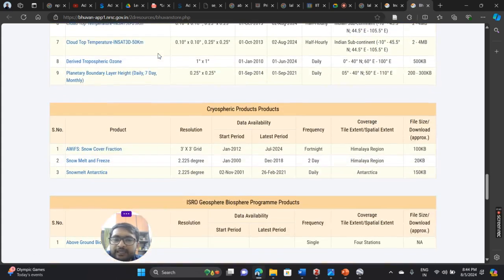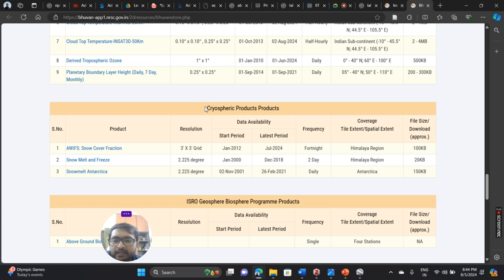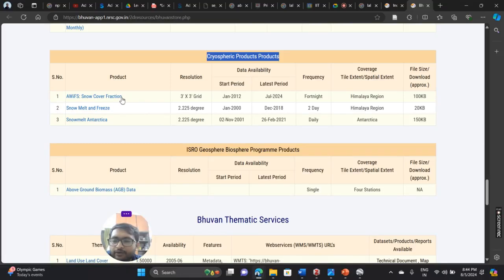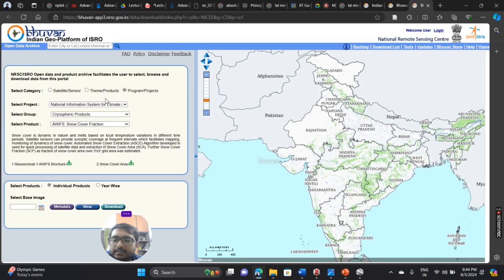climate science. Then we have products related to the cryosphere. So in cryosphere, we have snow cover fraction, snow melt and freeze, and snow melt in Antarctica. So two products from Himalayan region and one product from Antarctica region. So if we just check how snow cover fraction will look like.